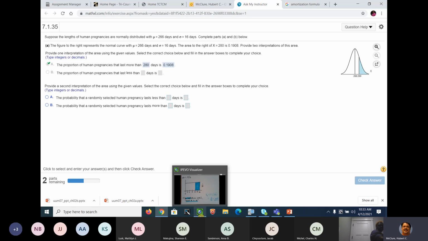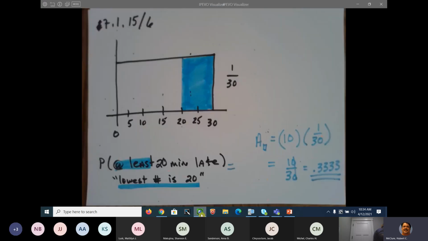Because what does the first line of this problem say? The mean is 266, and the standard deviation is 16. So when a question says the mean is equal to 266 and the standard deviation is equal to 16, that basically says draw the curve. I don't care what the directions say, you're going to draw that curve.